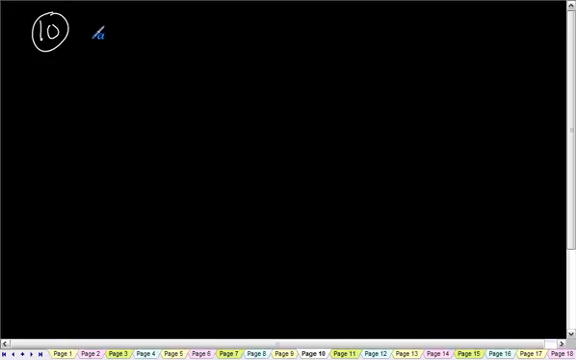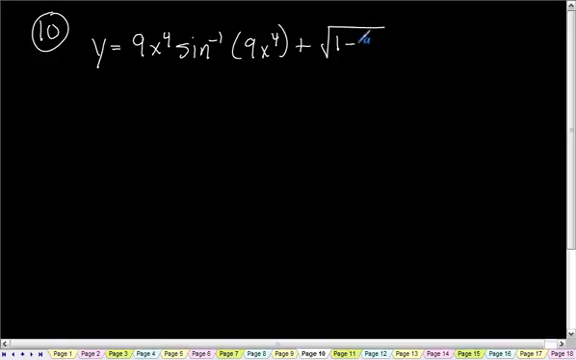Oh Lord, y is equal to inverse sine of 9x to the 4th, minus 1, 9x, plus square root of 1 minus x to the 8th. That's what I've written down. That's what it looks like. This is a product rule: first times the derivative of the second. We're looking for dy/dx.